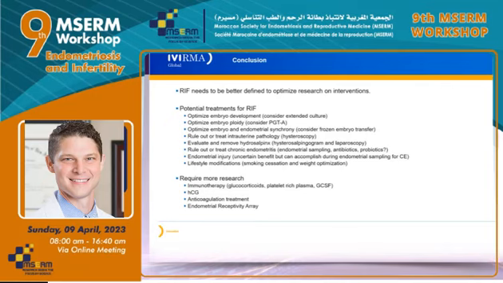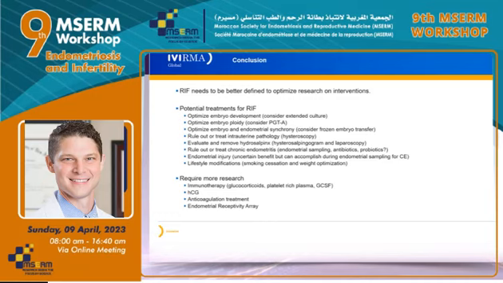So I think in conclusion, recurrent implantation failure really needs to be better defined to optimize research on interventions. Potential treatments to consider for recurrent implantation failure: trying to optimize embryo development, so considering extended embryo culture, which I think is becoming much more the norm. You can optimize embryo ploidy, so considering PGTA. Again, I don't know that PGTA is always going to be a treatment for recurrent implantation failure, but it could be something that could be taken off the table in the cases particularly of patients of advanced maternal age.